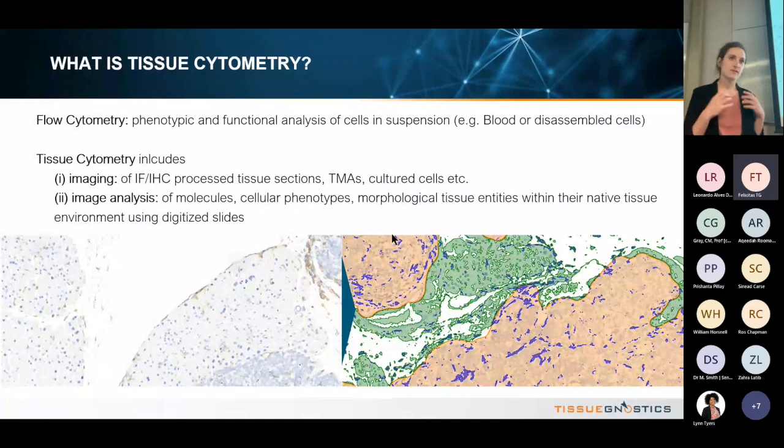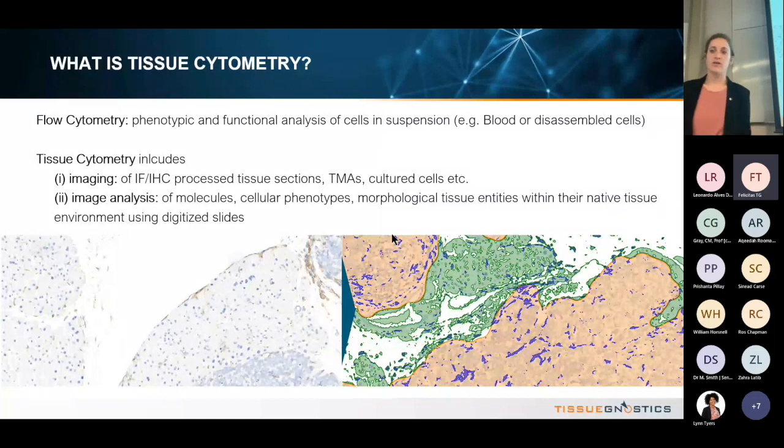So what is tissue cytometry? You're all familiar with flow cytometry. This is the phenotypic and functional analysis of cells in suspension, for instance, in blood or disassembled cells. But the problem with flow cytometry is that you basically lose the spatial context, so you lose the tissue context. And this is what we want to tackle with tissue cytometry.